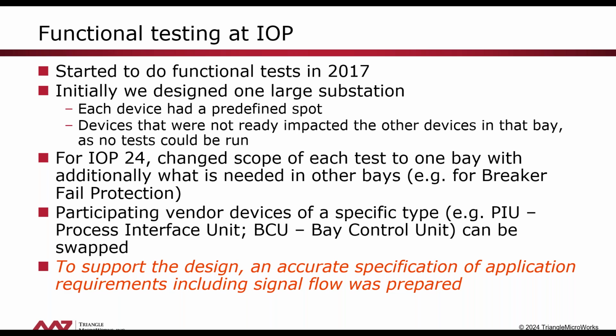The drawback of this approach was that when a device was not ready for testing yet, because it had some issues, that impacted all the other devices in that bay. That's why for the IOP 24, we changed the scope a little bit and reduced each test scenario to one bay with the devices that we would typically have in the bay, additionally adding the devices that are needed in other bays, for example for breaker failure protection. With that, participating vendor devices of a specific type, like a PIU, a process interface unit, or a bay control unit, could be swapped if you have troubles with one of the devices. In order to support the design, we wanted to have an accurate specification of the application requirements, including the signal flow. So we prepared that beforehand.